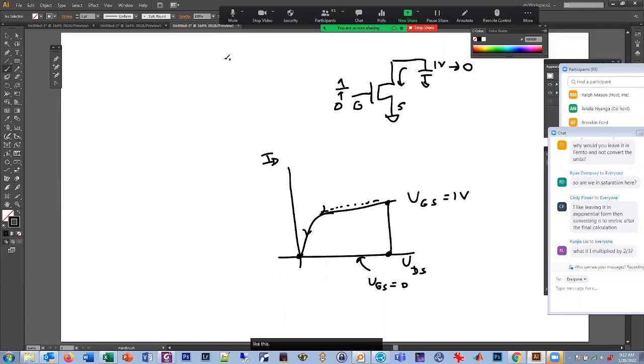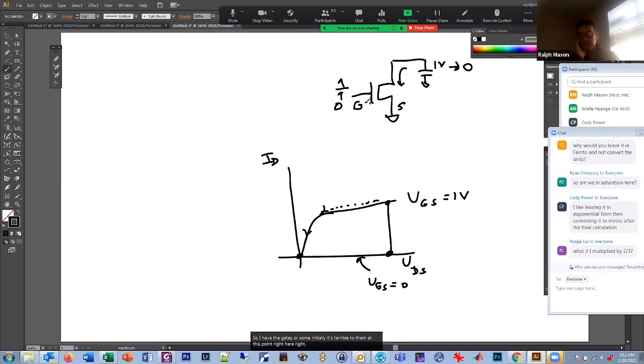Would you mind going over that again? So I have the gate source. I'm initially at 0 volts, at this point right here. Gate source is 0, there's no current going through it, so I'm on the x-axis. This is ID. There's no current, and VGS is equal to 0. And then the gate goes to 1. Instantaneously, I jump up to this new curve, VGS equals 1. This whole curve is VGS equals 1.